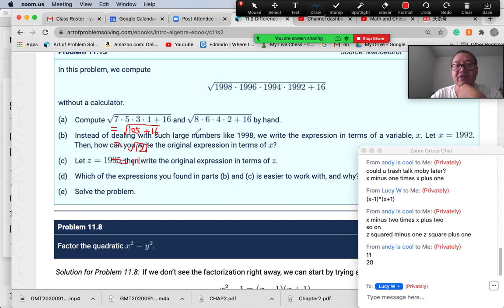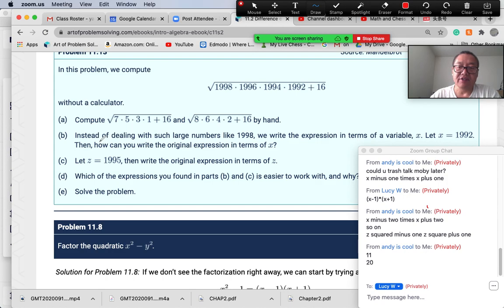Yes, and you're right. Now let's see this one. We can calculate 4 times 2 is 8, 8 times 8 is 64, 64 times 6 is 384, then plus 16 is 400. So this one gets 20, right? So the first one we got 11, the second one we got 20.